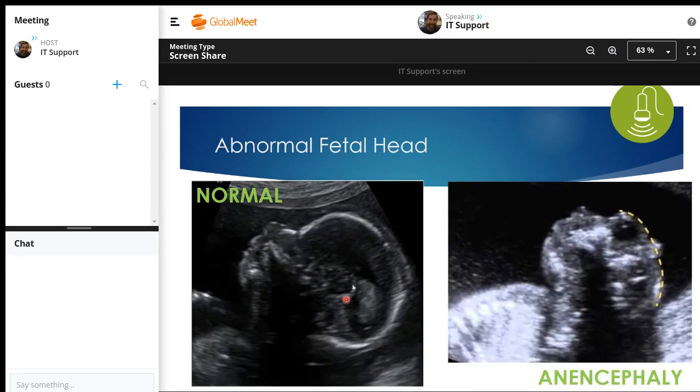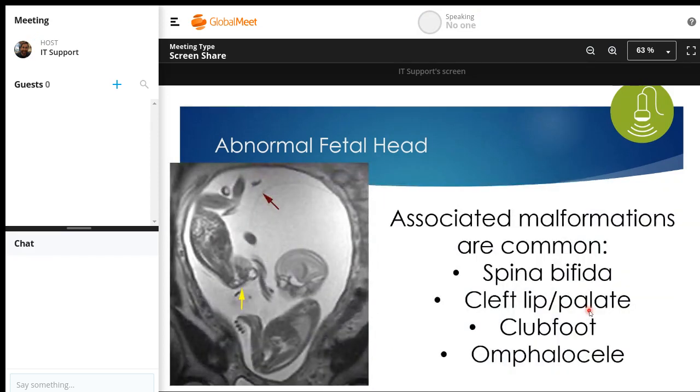We have our normal profile over here, and then we have our anencephalic profile. So obviously very abnormal. We have the eye, nose, lips, and chin, and then that's it, nothing else. There are usually associated malformations. Spina bifida, cleft lip and palate, clubfoot, and omphalocele are common.